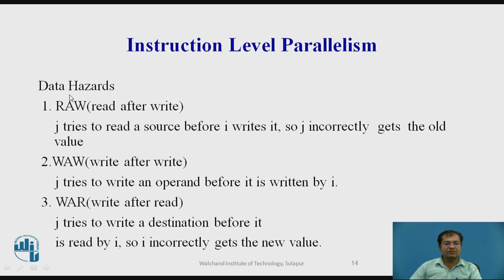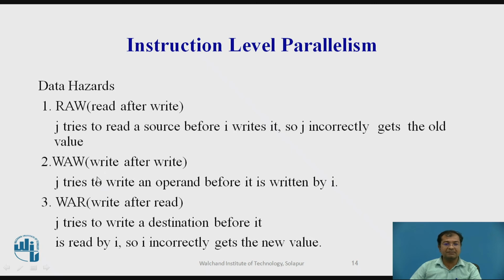So we'll see next, data hazards. There are three types of data hazards: RAW, WAW and WAR. First, read after write. J is trying to read the source before I writes. I has not yet written, but J is trying to read, so it reads wrong data. That's why it should read after write.